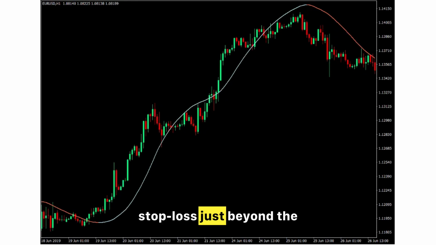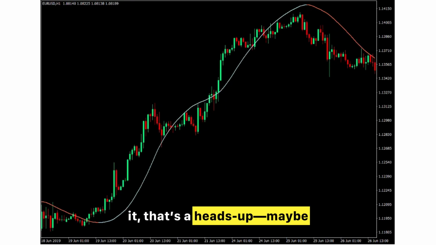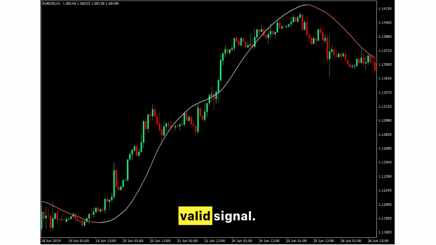Risk tip. Use a stop loss just beyond the recent swing high for sells or swing low for buys. Also, if the big trend line flips color before price even reaches it, that's a heads up. Maybe skip that setup and wait for the next valid signal.